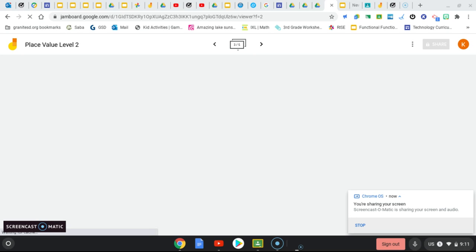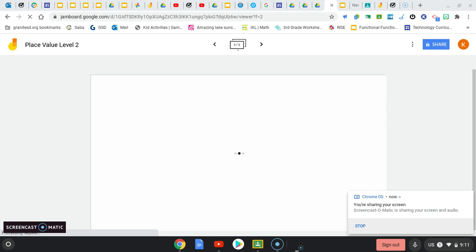We're going to talk value level 2. I'm just going to wait and hope that this is going to finish loading so that I can show you my screen. Here it comes. It's just being slow.